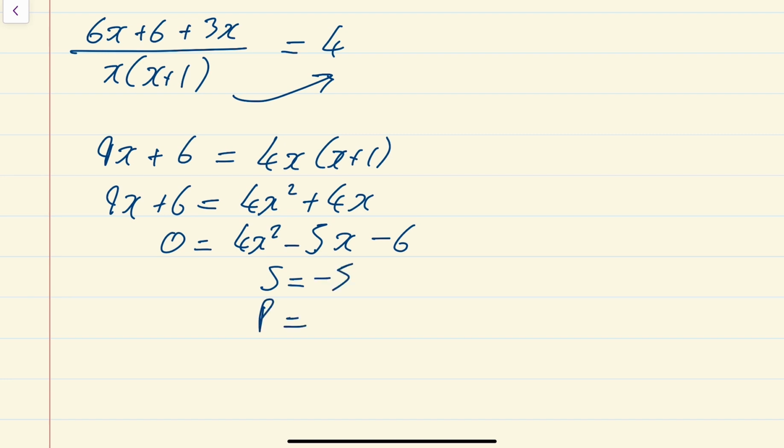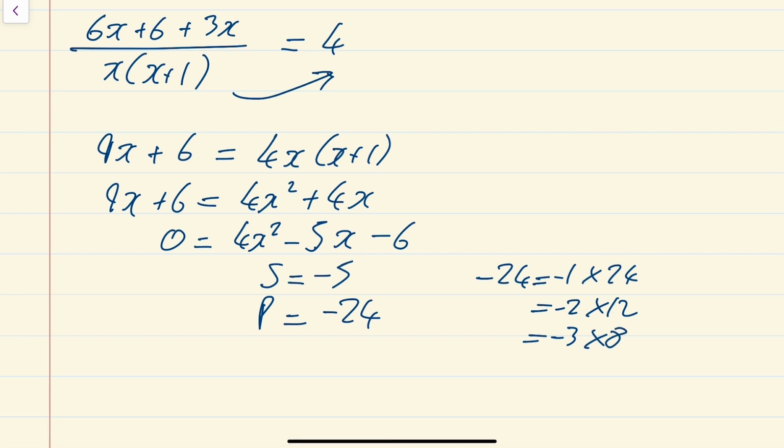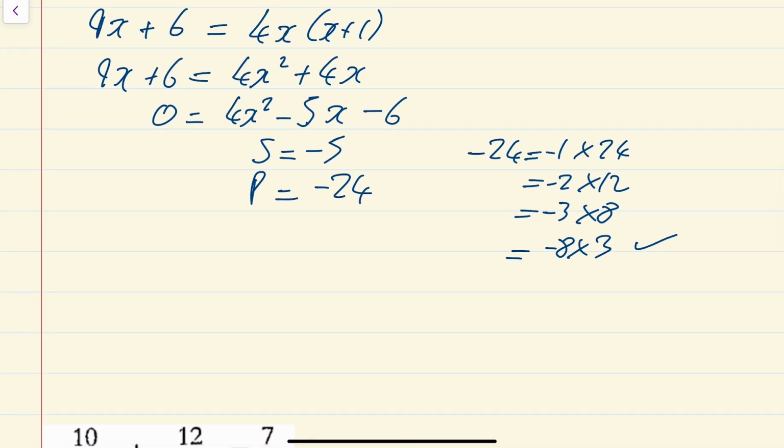So my sum is minus 5, my product is minus 24. So if we go through that, minus 24 is minus 1 times 24. It's minus 2 times 12. It's minus 3 times 8. Minus 3 and 8 adds to give 5. So if you switch those around and made it minus 8 times 3, they would add to give minus 5. So by the sum and product, you can factorize.